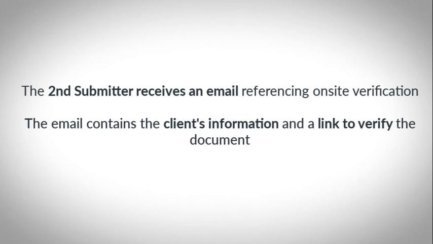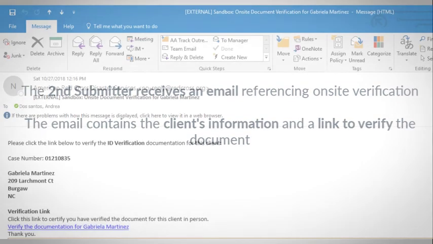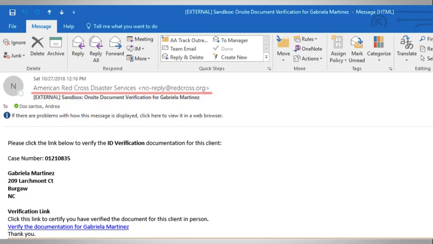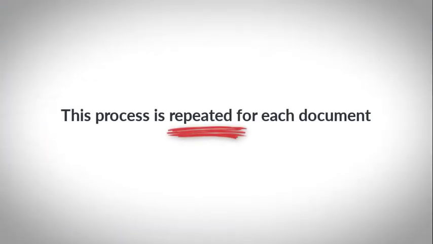The second submitter receives an email from American Red Cross Disaster Services with a subject that references on-site verification. The email contains the client's name, pre-disaster address, and case number, as well as a link to verify the document. If the document passes for the second submitter, they will click the link to verify the document. The system will record the second submitter has verified the document. This process is repeated for each document.